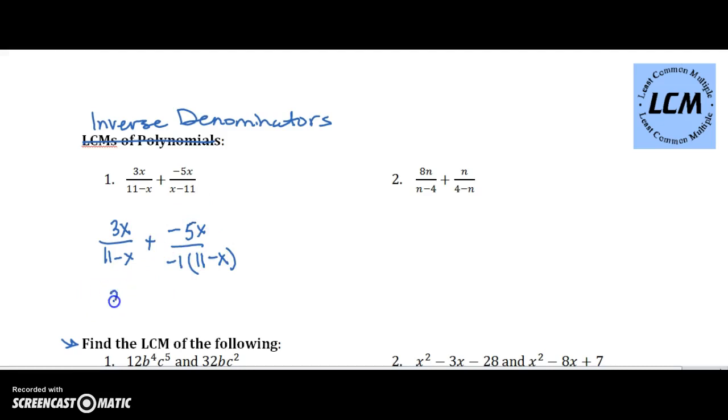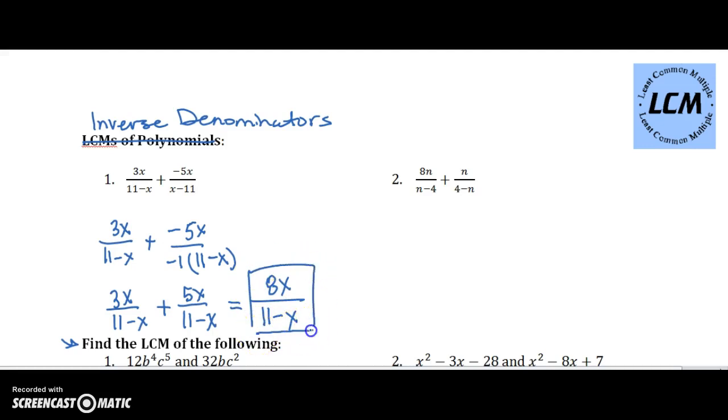So that makes 3x over 11 minus x plus 5x over 11 minus x, because a negative over a negative, they're multiplied here, can cancel each other out and become positive. So now we have a like term. We have 8x on top over 11 minus x, and that would be our final answer.